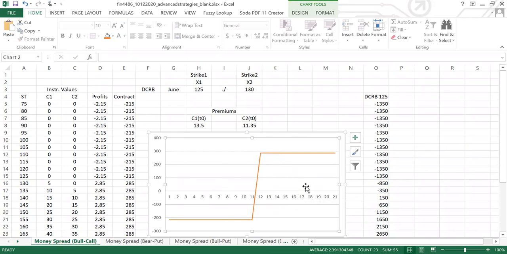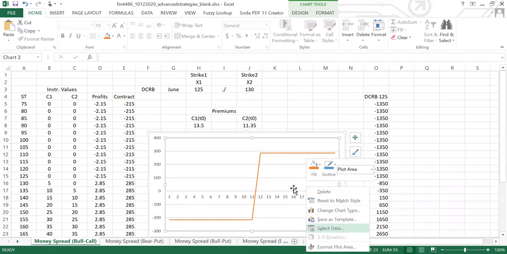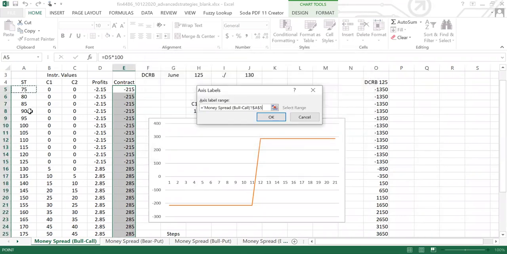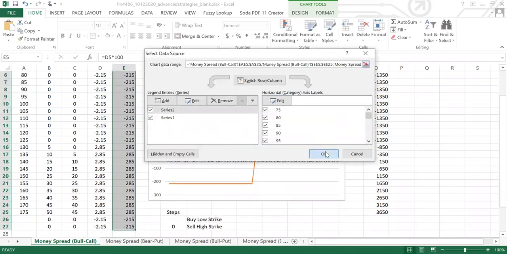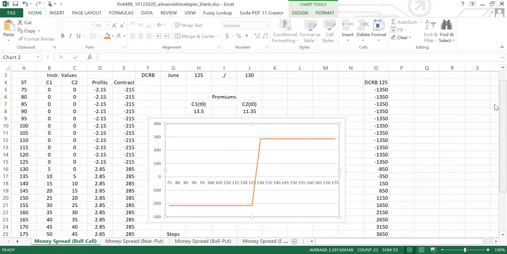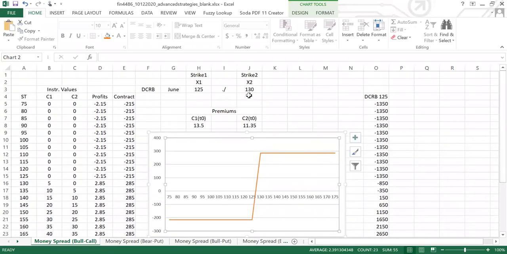If we want this to be more clear, we can click on select data, and this horizontal x-axis we edit, and then we explicitly include these values, right? And once we do that, we can see that if the stock price is 75, we're having a loss. If the stock price is above 125, then we start having gains, right? Now in the book, I'm using the same values that you can find in your book, so you can see how the book gets to the figure they have over there.